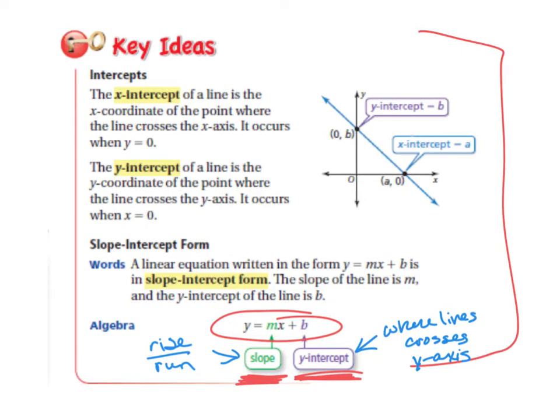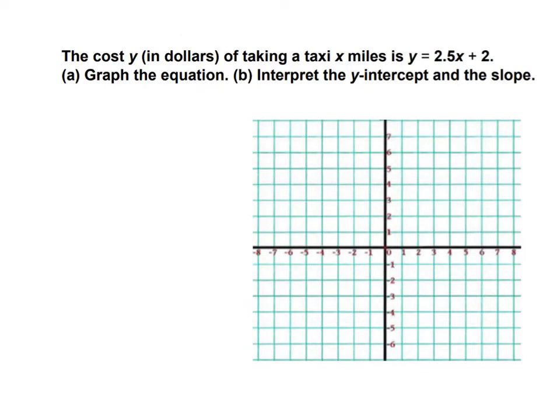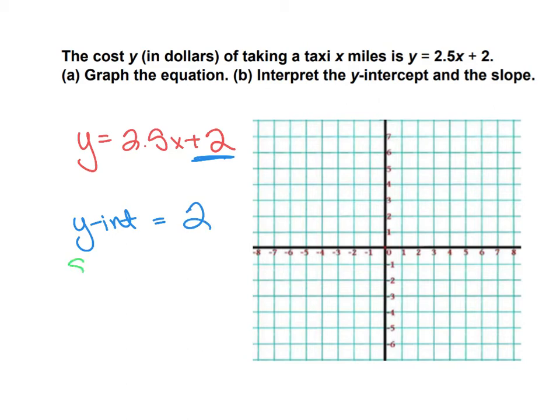You've seen a lot of these slides in a past lesson, but we're going to look at them a little bit differently this time. The cost y in dollars of taking a taxi x miles is y equals 2.5x plus 2. So we're going to start with that equation. The last time we did this, we made an xy table and graphed each point. This time, we're going to look at the y-intercept first, which we know is 2. And then we're going to look at the slope, which they say is 2.5.